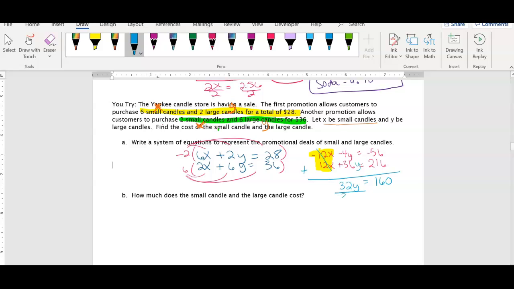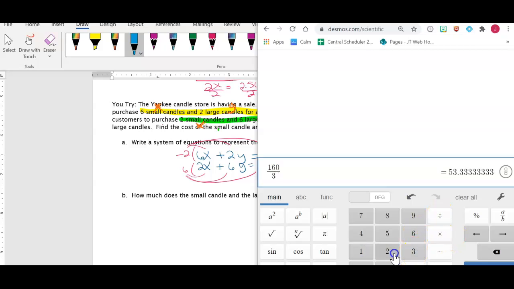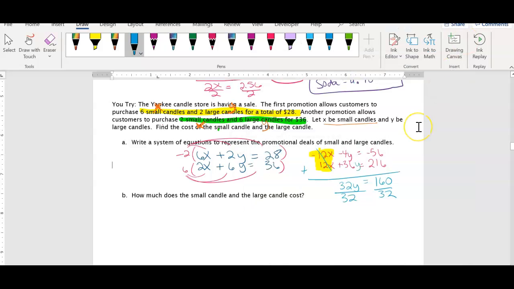Last step to find y, I'm going to divide each side by 32. So 160 divided by 32 in the calculator, and I get 5. So my y value equals 5. So that means that the large candles are $5 each. Now I'm going to take an original equation, 6x plus 2 times, now I know what the large candle equals, it's $5, equals 28. So I copied the original equation and then just plugged in the y value that we found.